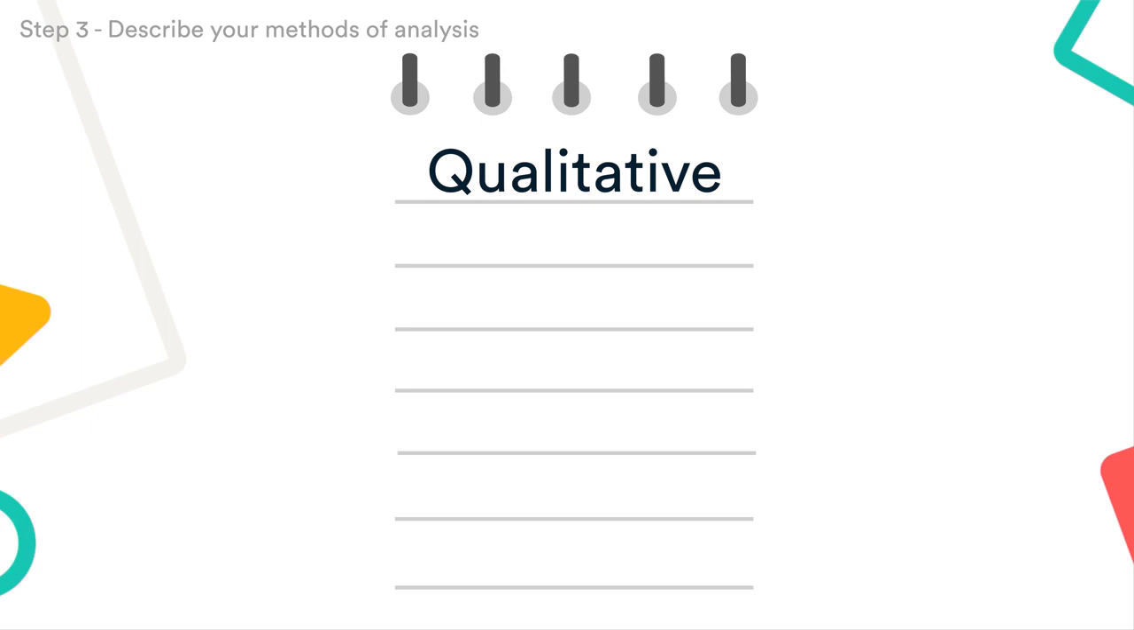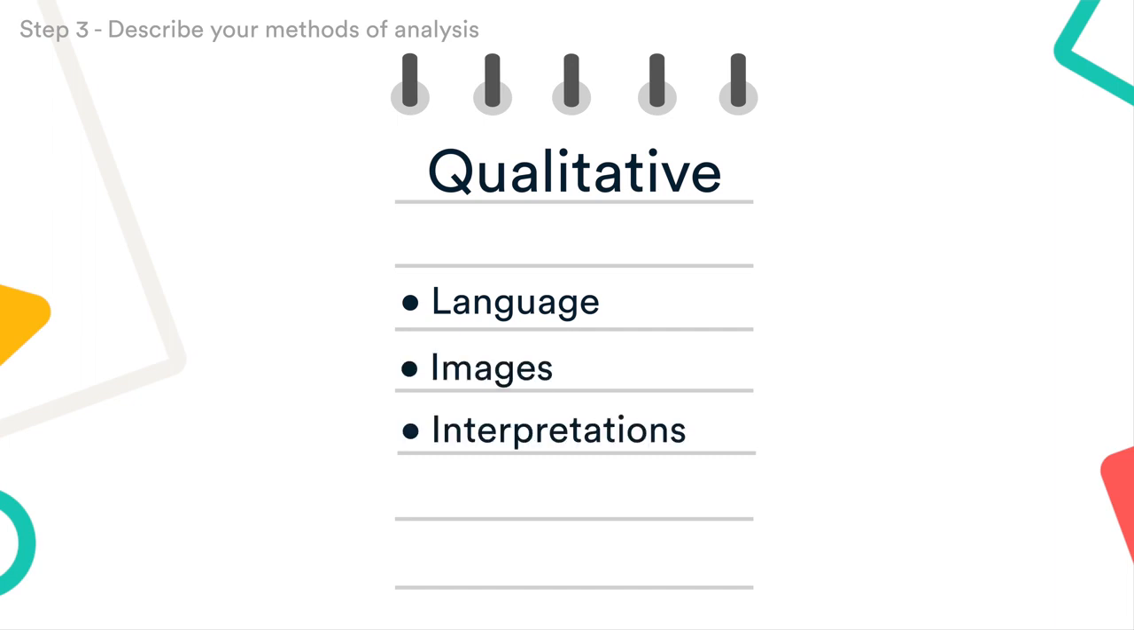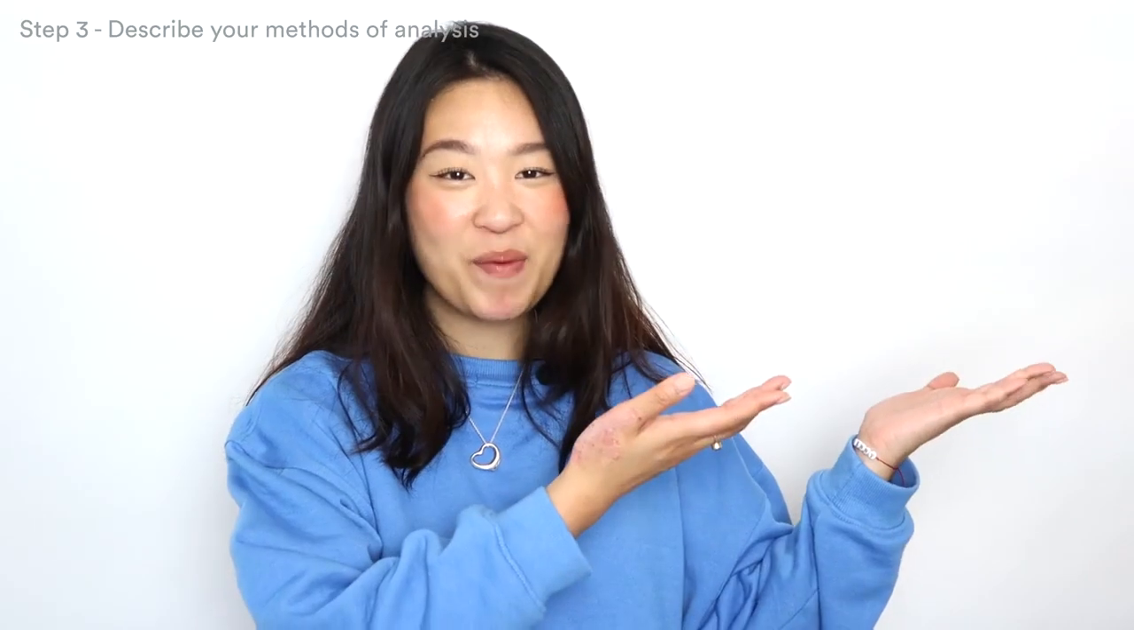For qualitative methods, we're focusing on words. So your analysis will be based on language, images, and interpretations. You might describe how you went about categorizing the responses to identify recurring themes and patterns. We also have an example for qualitative methods. It's in our knowledge base article. You can check it out here.